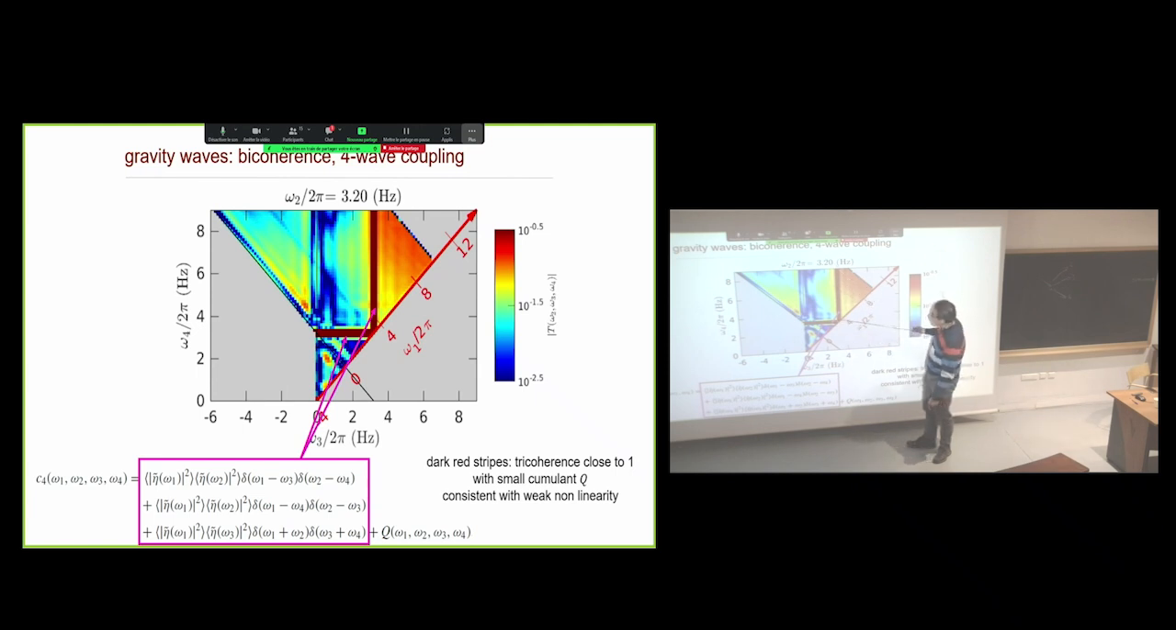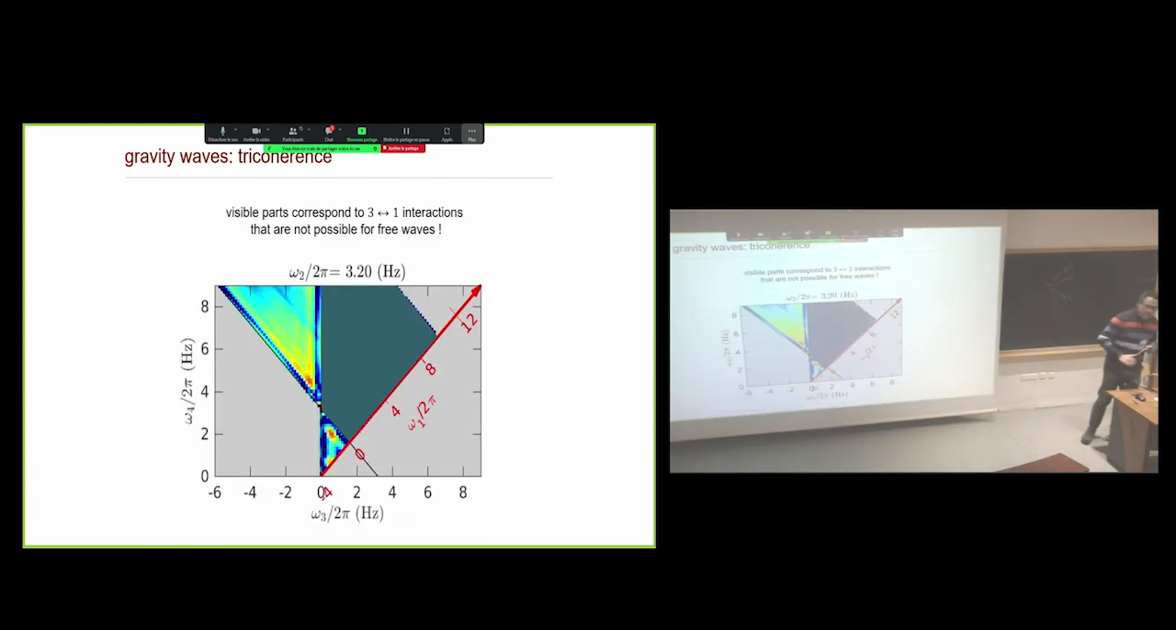We get 1 on these lines that are these specific and boring cases, and weaker, but not so weak. We see that the correlation is above 0.1 in this region here. A little bit weaker there, but not so weak. And in this region, there is this part, which is the 3-to-1 interaction, which should be 0.